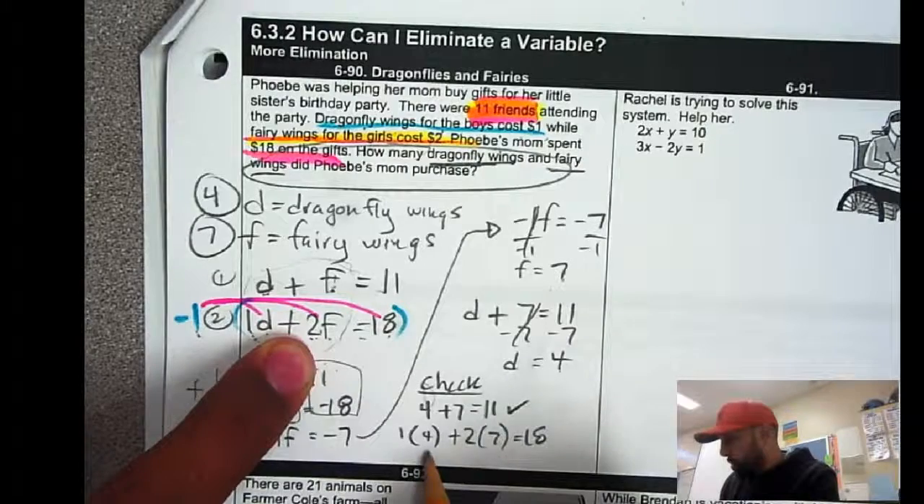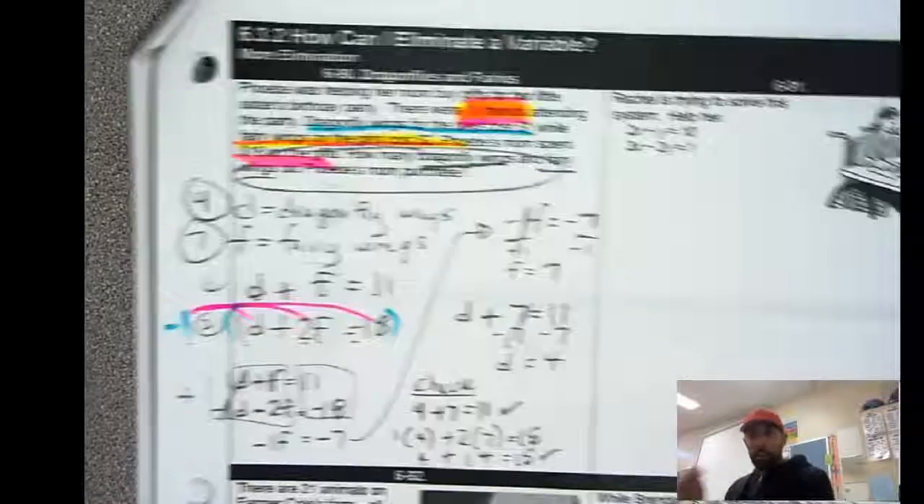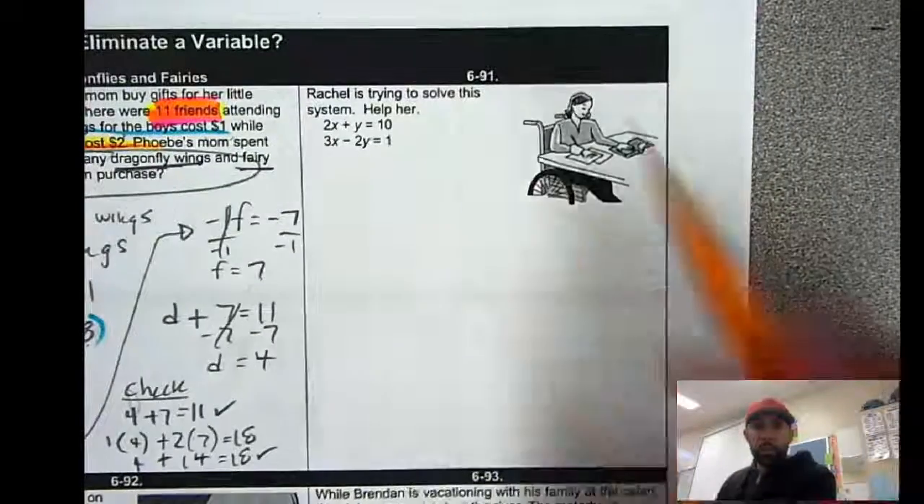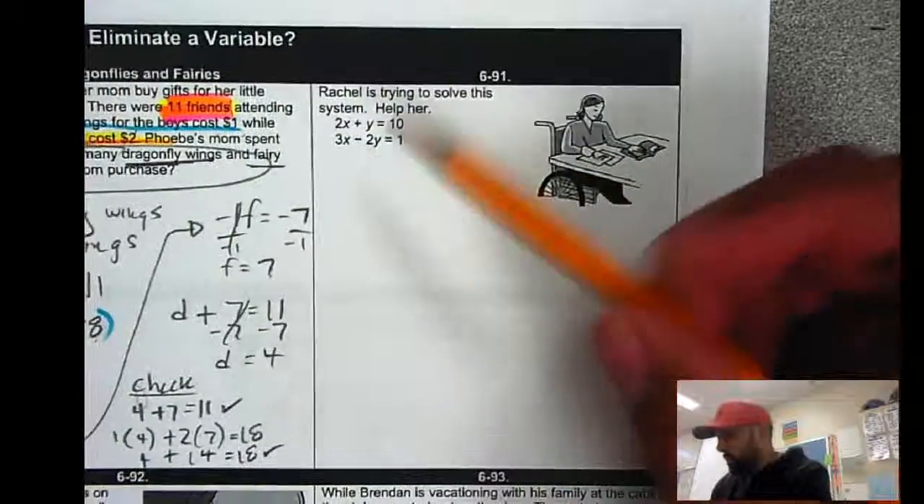Okay, so that's 4, and this is 14. 4 plus 14 is 18. Okay, so that's good. Now let's go to this problem. Rachel is trying to solve this system. Help her. All right, well, now we've got a similar issue.